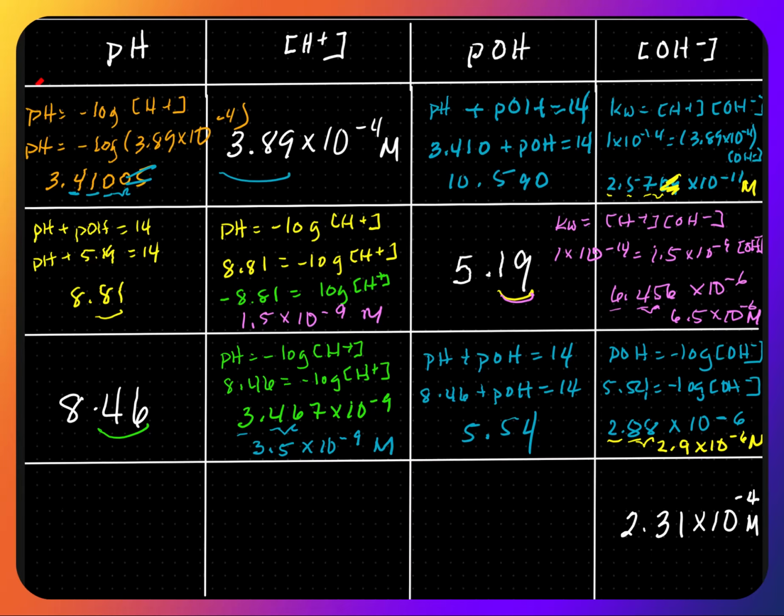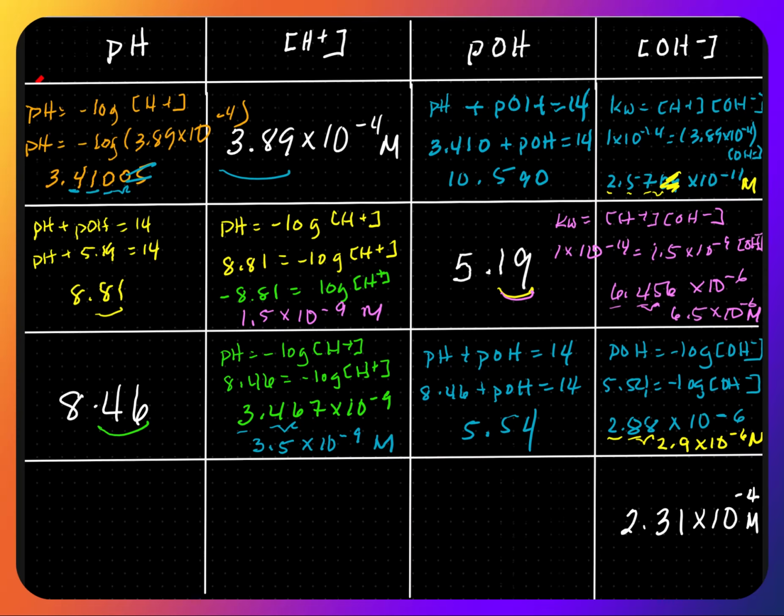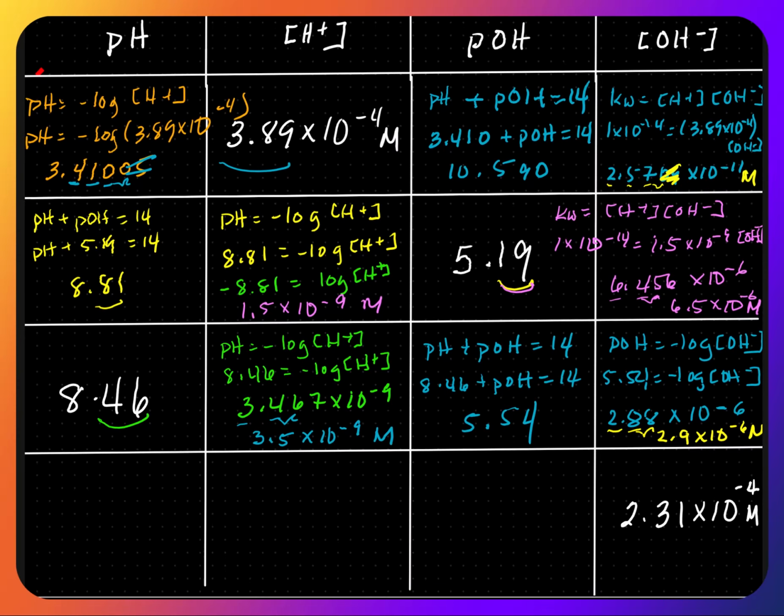It needs units. For the last one, I need to find pOH first because I have the OH minus concentration, or I could find the H plus concentration, either or. So the pOH is going to equal negative log of OH minus.